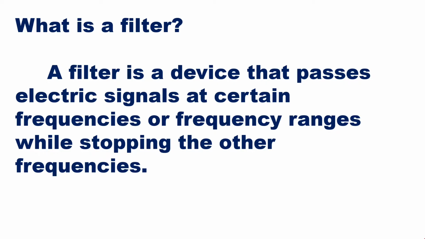Now, basically, the band stopping will be done by R and C circuits, and active means it is going to amplify the output with an active device like an op-amp or BJT. So here, first the definition of a basic filter: we know that a filter is a device that passes electrical signals at certain frequencies or frequency ranges while stopping the other frequencies. This is a basic filter.